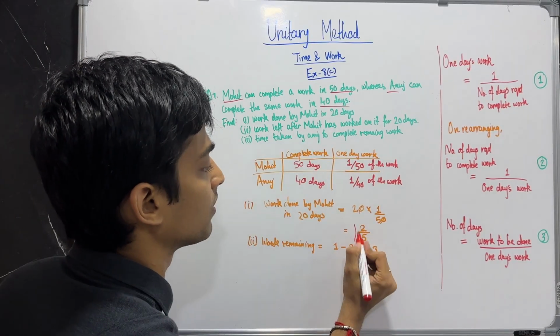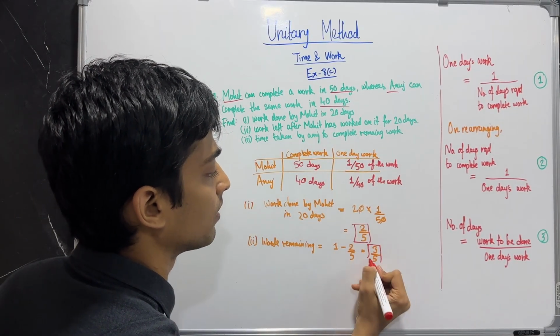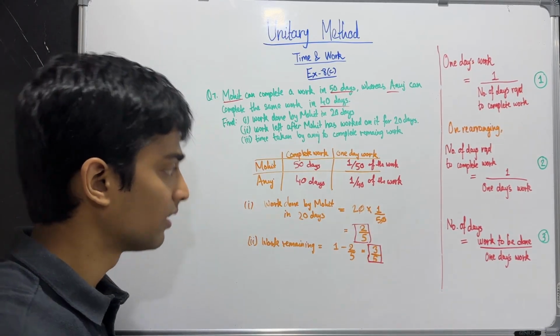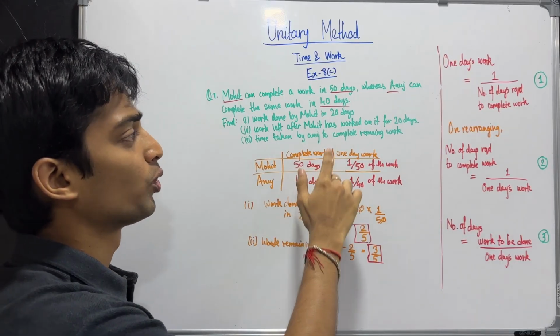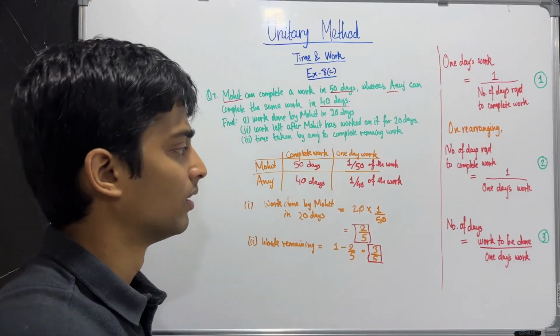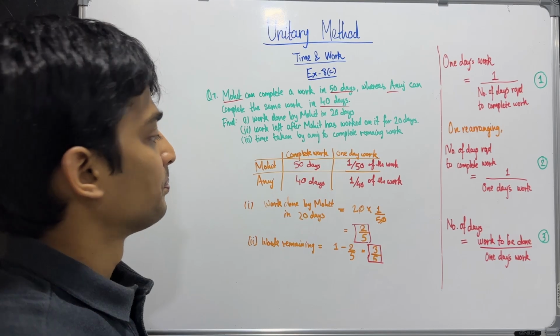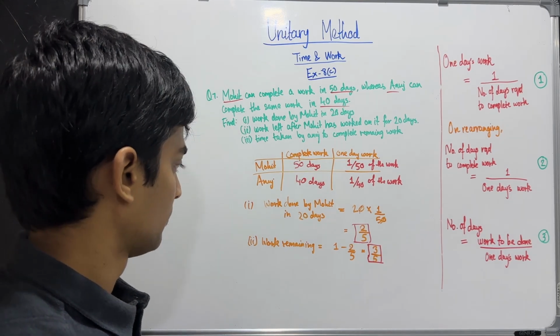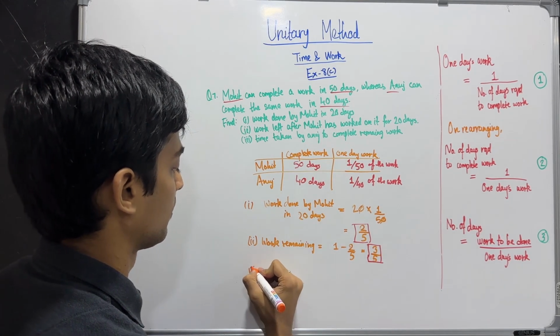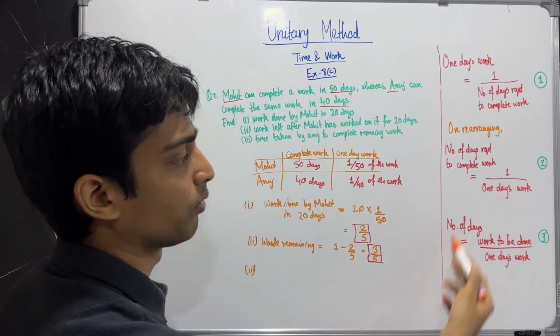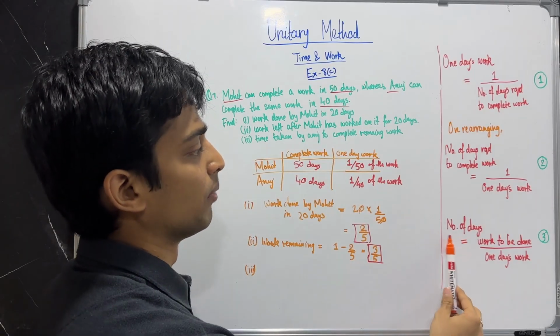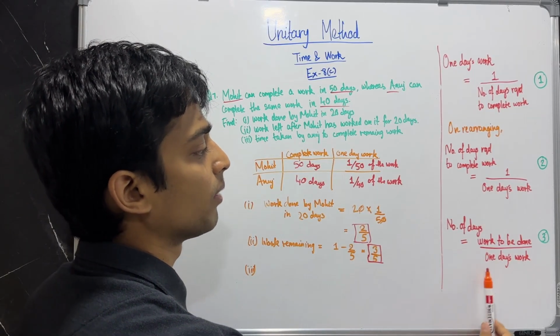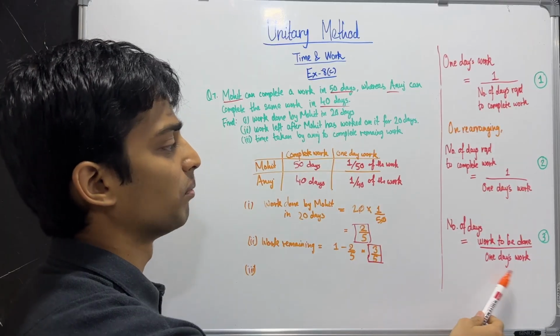This is the first answer, second answer. Now let's see the third one: time taken by Anuj to complete the remaining work. Okay, now let's look at the third formula. Number of days is equal to work to be done upon 1 day's work. So we can use this formula.